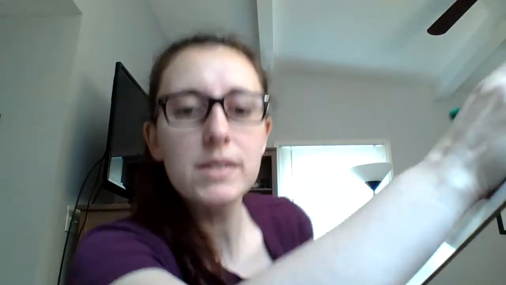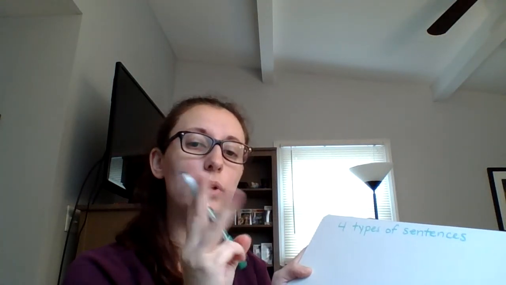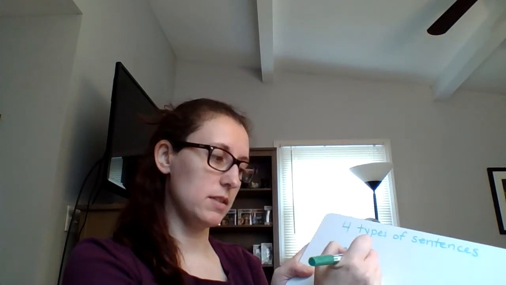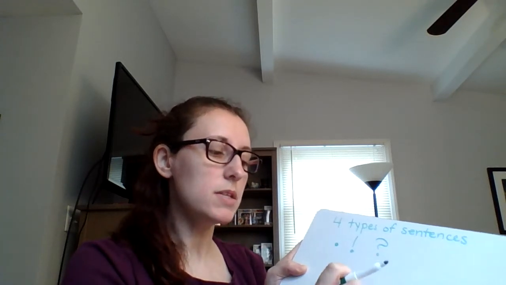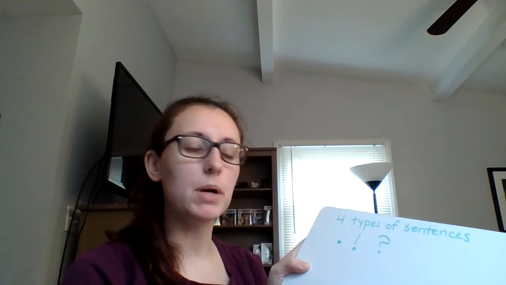So, for what types of sentences, we have four types of sentences. Those sentences can look similar, because even though there are four different types, there are only three punctuations that we can use. We can use a period, an exclamation point, or a question mark. That means that two types of sentences are going to use the same punctuation.